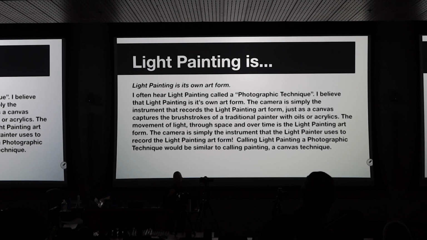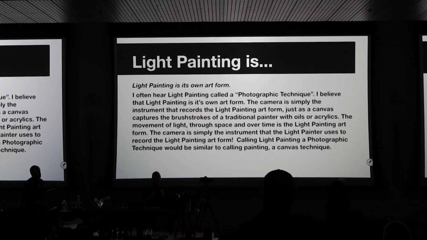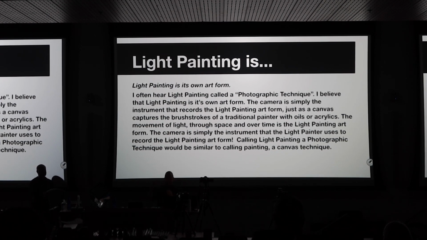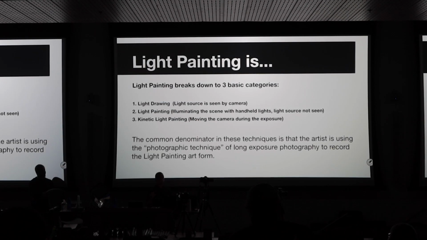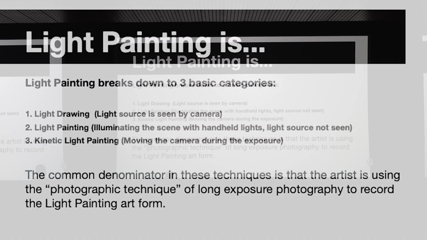So if you think of it like a traditional painting with oils or acrylics, okay? The act of painting is the art form. The canvas is simply the instrument that's used to capture the art form. It's the same thing with light painting. Our cameras that we're using, long exposure, are simply the instruments that we're using to capture the light painting art form. The light painting breaks down into three basic categories.